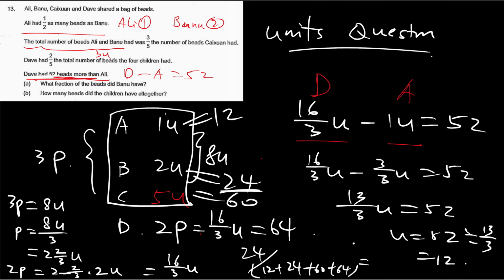How many beads did the children have altogether? 160. So let me double check for you. 160. Never mind, just use the calculator. So the total is 160, by the way. So this is 160. Then this will be 24 over 160.